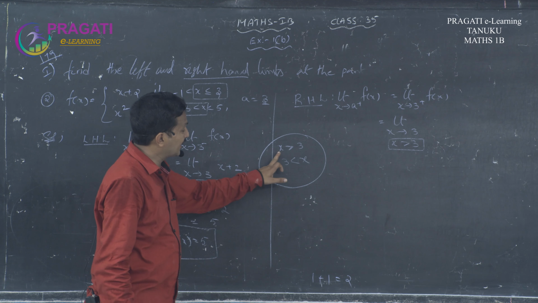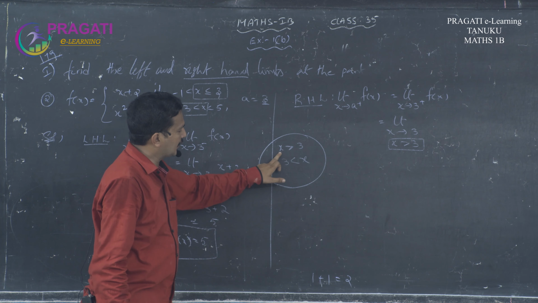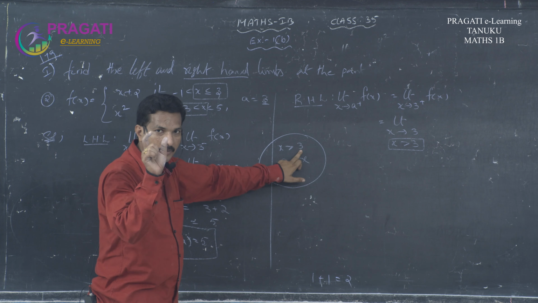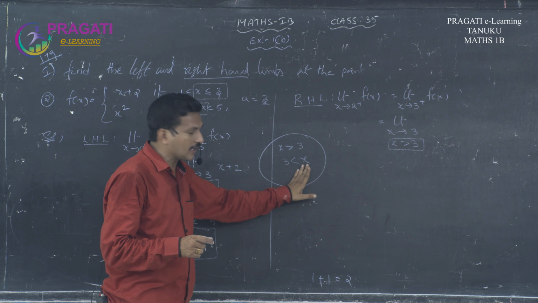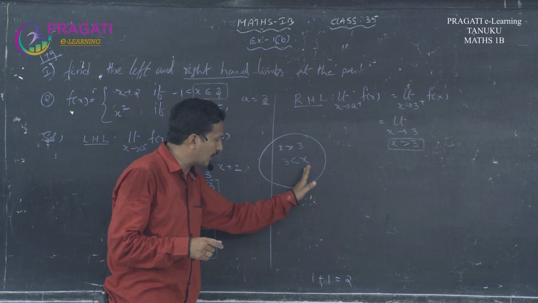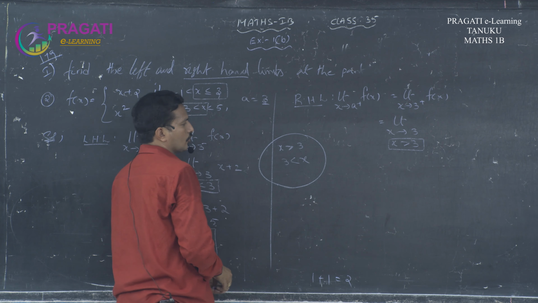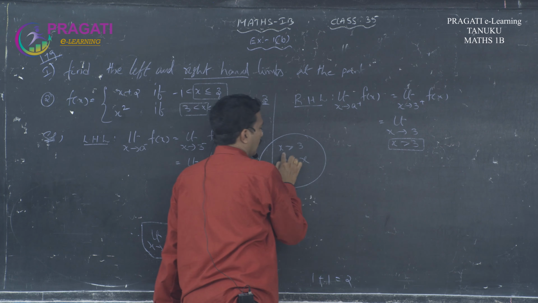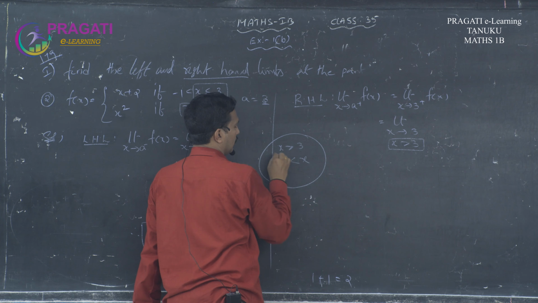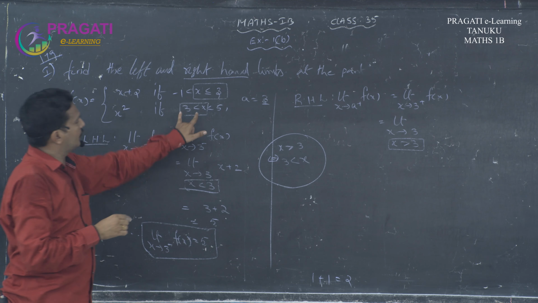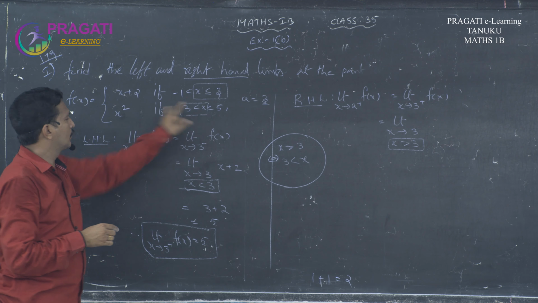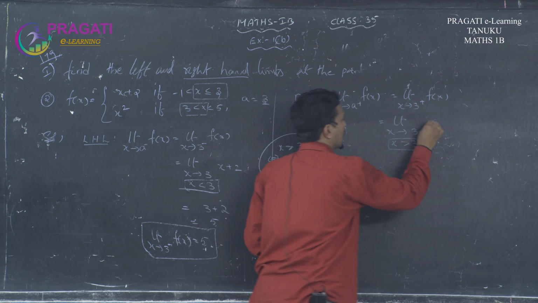These both are same. x is greater than 3. Here x is the largest number and 3 is the least number. And 3 less than x, 3 is the least number and x is greater. Both are same. So x greater than 3 or 3 less than x, both are same. So the function is taken as x square.